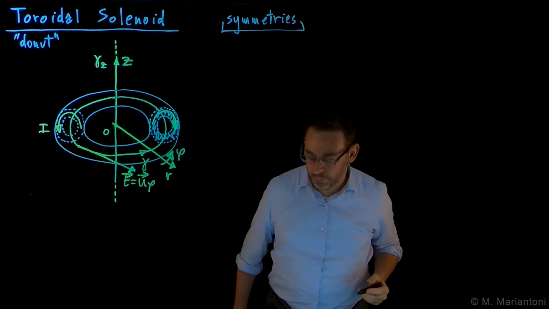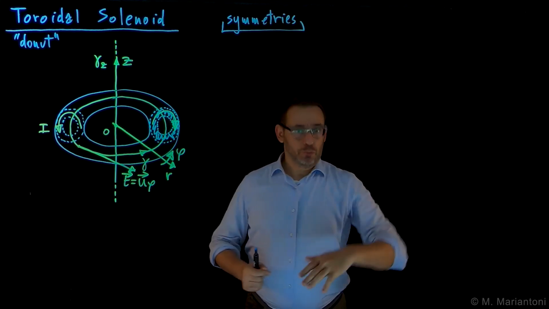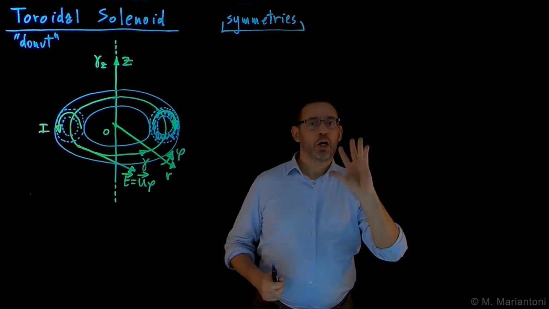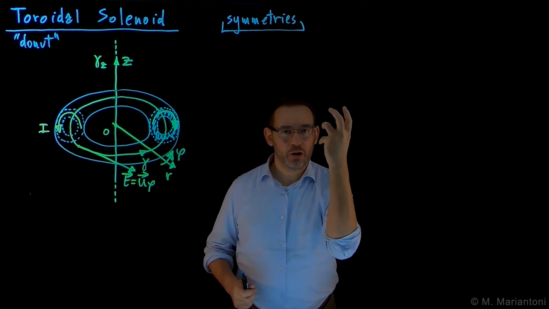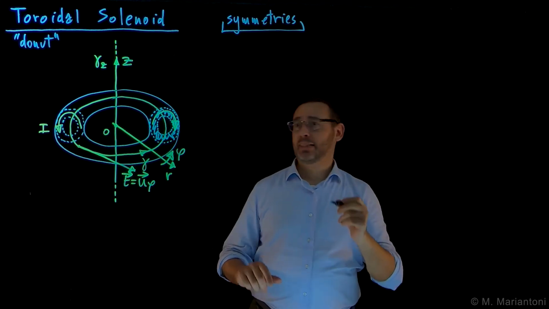Which are key to solve this problem. Very similar to the symmetries of the infinite straight line. The first symmetry, which is the same as the infinite straight line, is a rotation symmetry by any angle alpha about the gamma z axis itself. And so let's sketch that here.